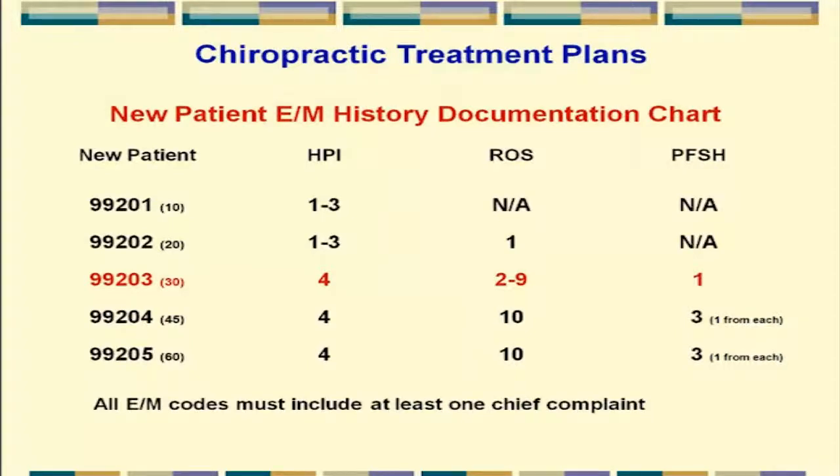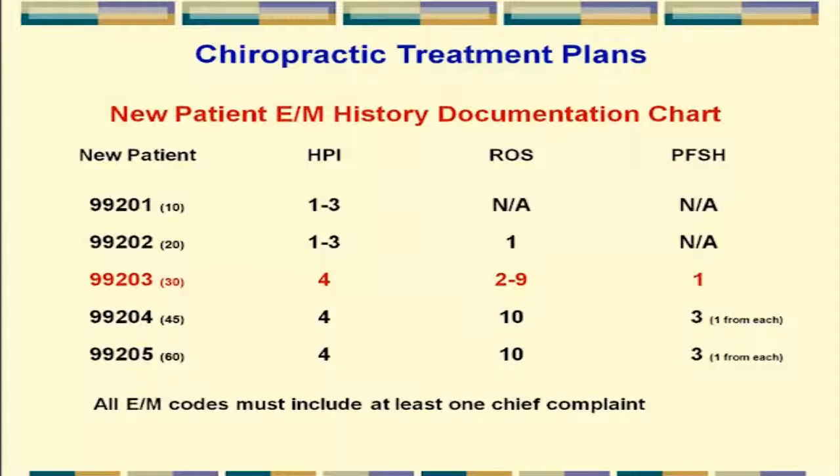There are a bunch of systems in the body: eyes, ears, nose, throat, cardiovascular, respiratory, GI, GU, skin, neurological, psychiatric, endocrine, hematologic, lymphatic, allergic, immunologic, musculoskeletal. A whole bunch of systems in the body. You have to review 2 to 9 for 99203. And then you have to review at least one item from the PFSH column. See it on your screen, the last column on the right.